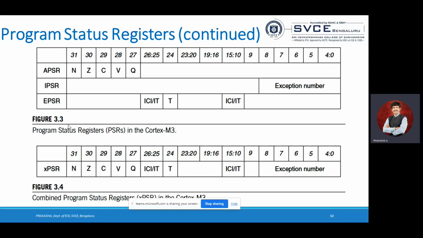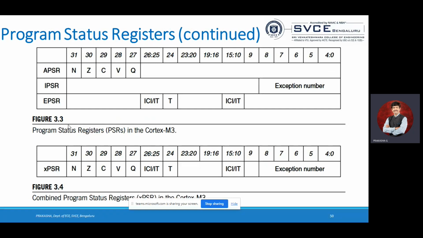I cannot have both N and Z the same. If N is 1, Z should be 0. If N is 0, Z can also be 0. It is not negative, not 0. It is a positive number. But if it is a negative number, the answer cannot be 0. Similarly, if it is a positive number, it can be 0. Zero is neither positive nor negative. So N cannot become 1.